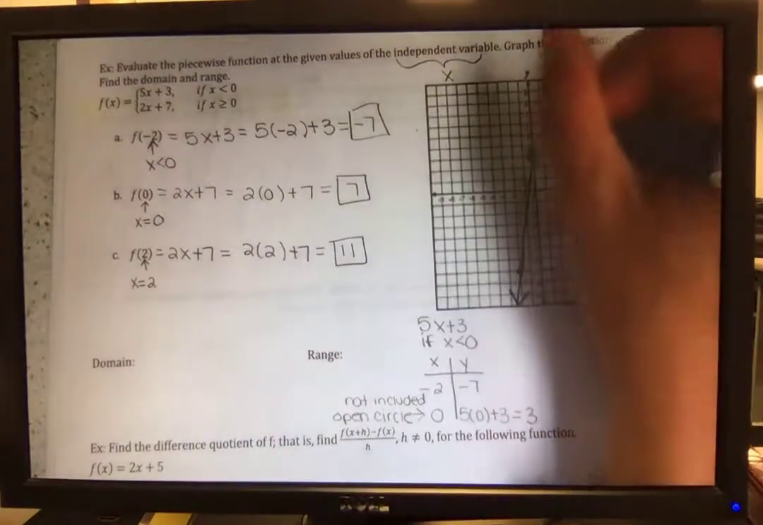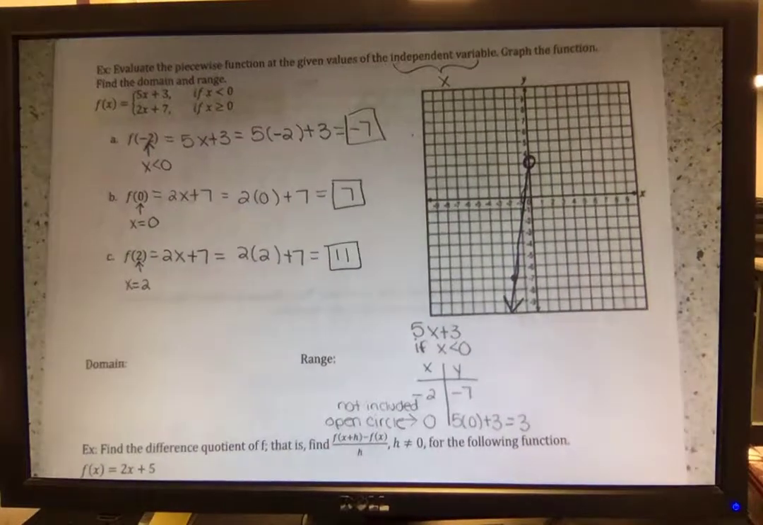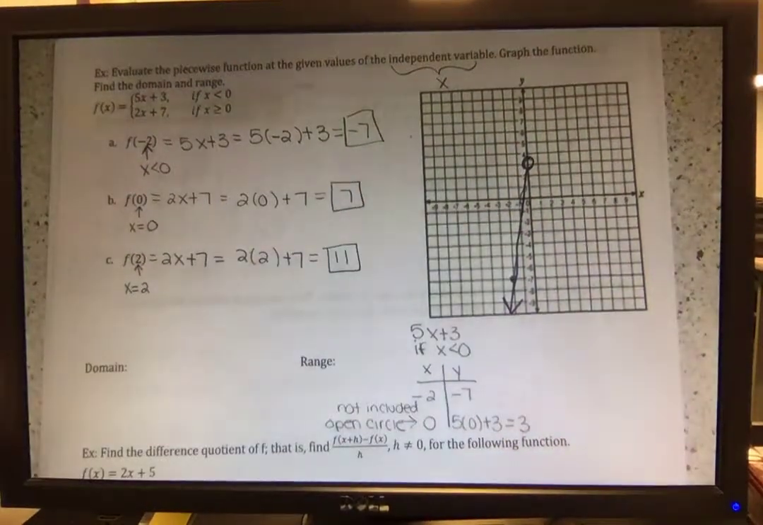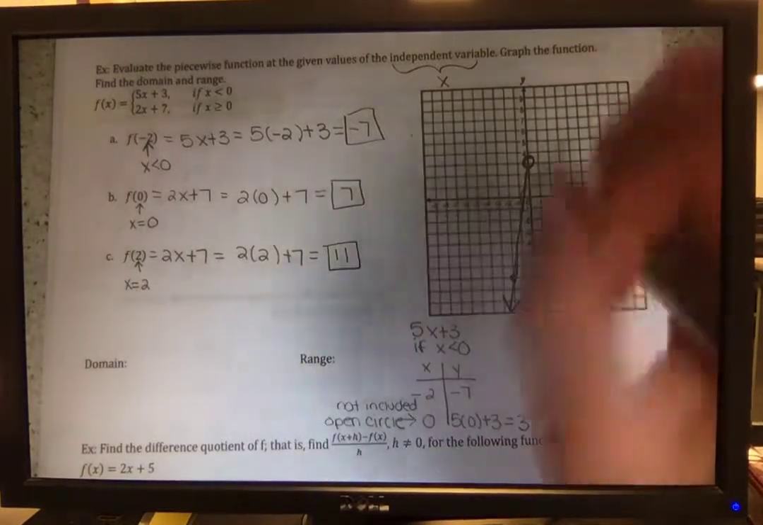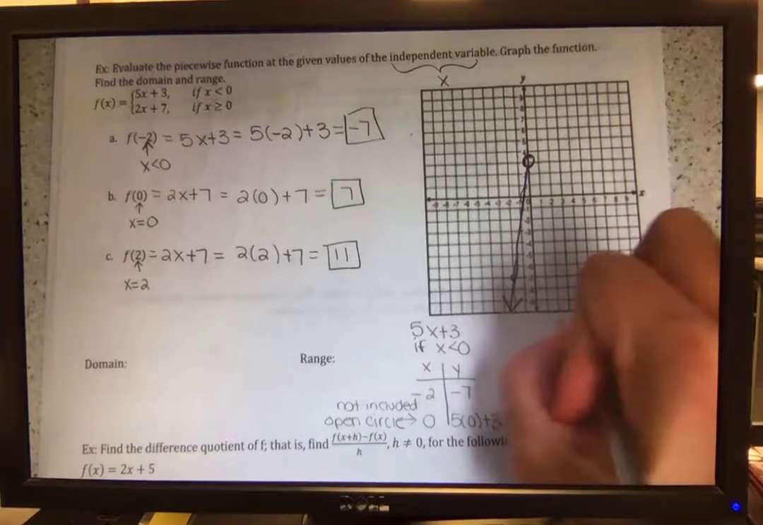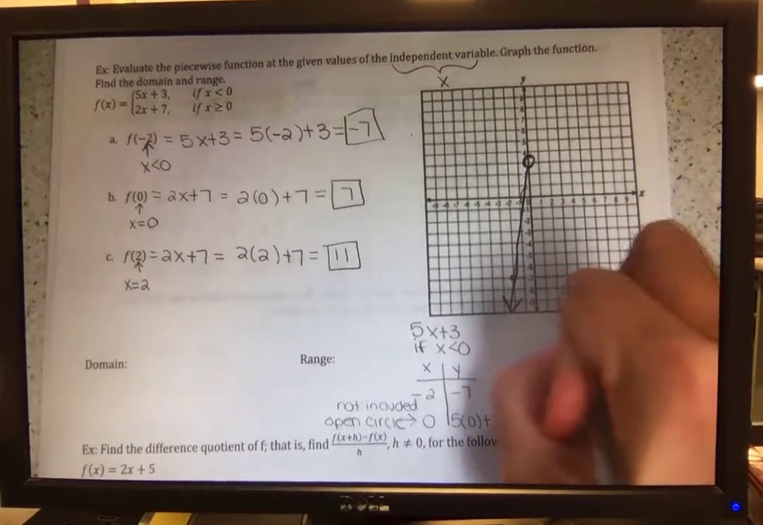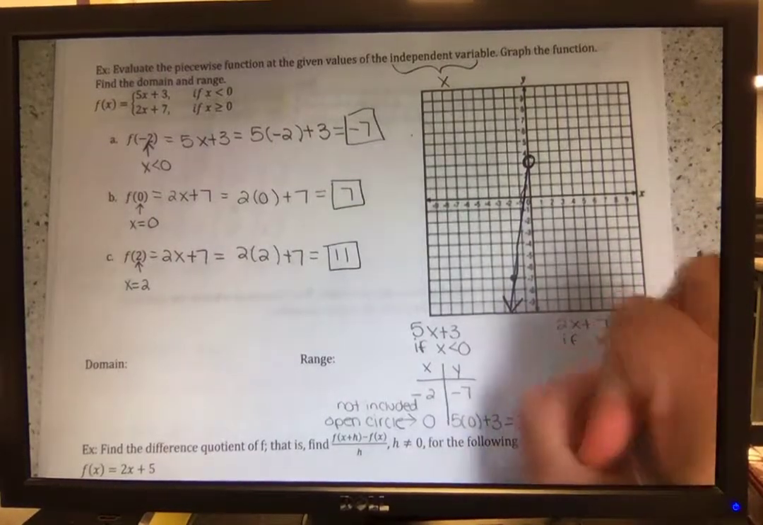So that's my endpoint. You always have to plot your endpoint to see where the graph ends, and then it goes on forever. Any other point, we already plugged in -2, so we just used that one. So that's our first piece. Second piece, 2x plus 7.